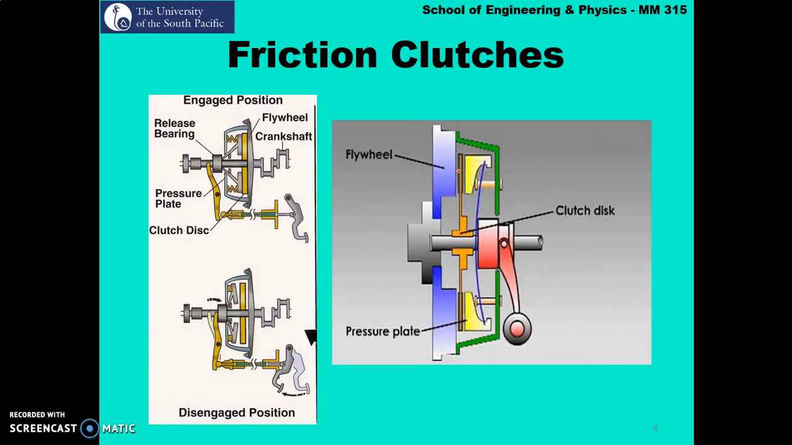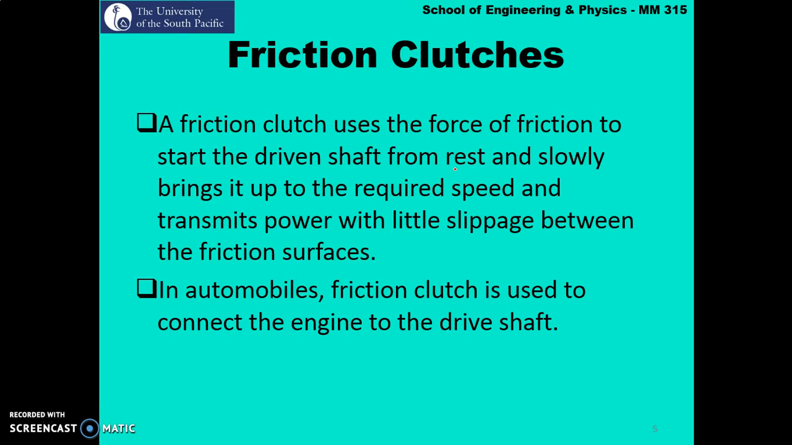Once you remove your foot from the clutch pedal, the lever fork moves outwards, the spring returns to its original position, which causes the clutch plate to engage or hold on to the flywheel, and hence power transmission takes place. A friction clutch uses the force of friction to start the driven shaft from rest and slowly brings it up to the required speed, and transmits power with little slippage between the friction surfaces. In automobiles, a friction clutch is used to connect the engine to the drive shaft.